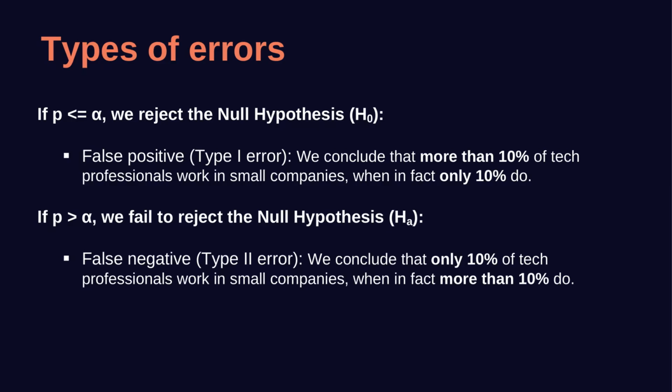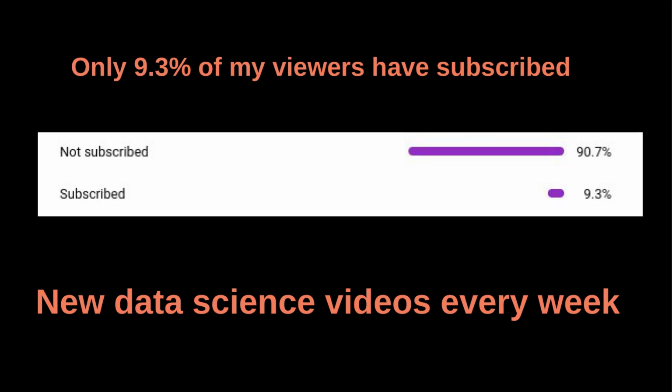more than 10% do. In the first part of the video, we looked at z-score, which was a test statistic for one variable.